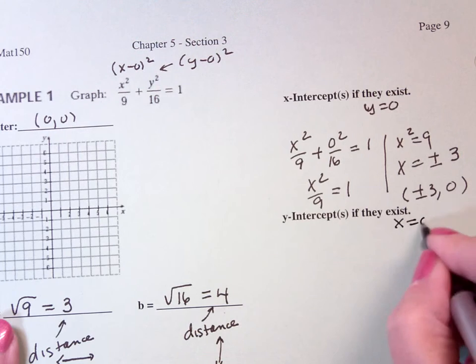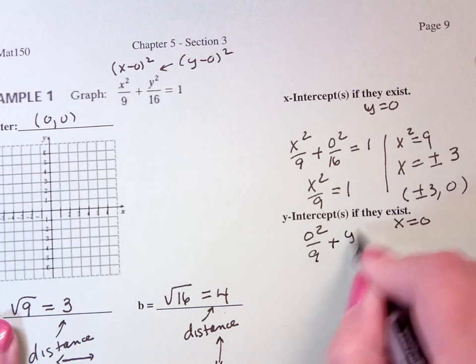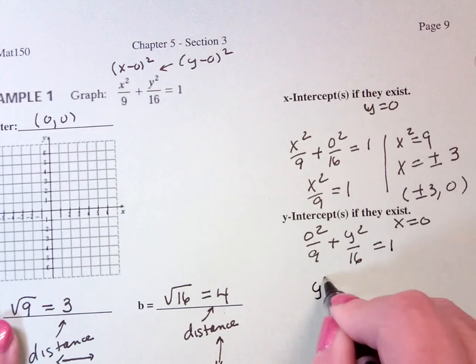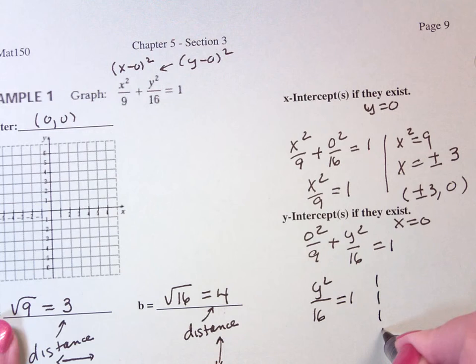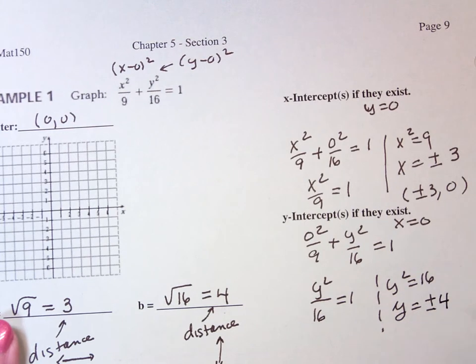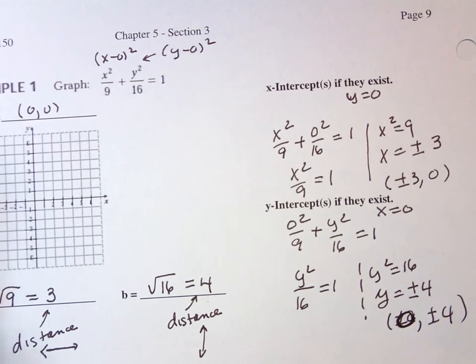Y-intercept is where x equals 0. So I'd have 0 squared over 9 plus y squared over 16 equals 1. Y squared over 16 equals 1. Clear the fraction. So y squared equals 16, or y is plus or minus the square root of 16, which is 4. So it's 0, plus or minus 4. And I can plot those if I like. I'm going to get them anyway.